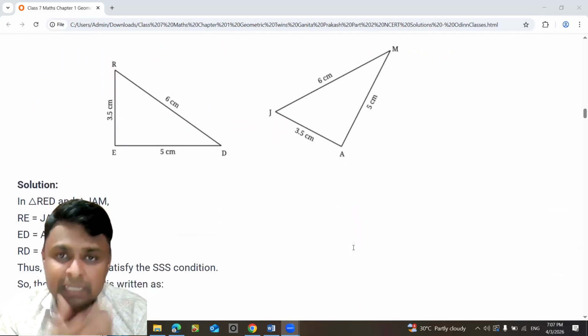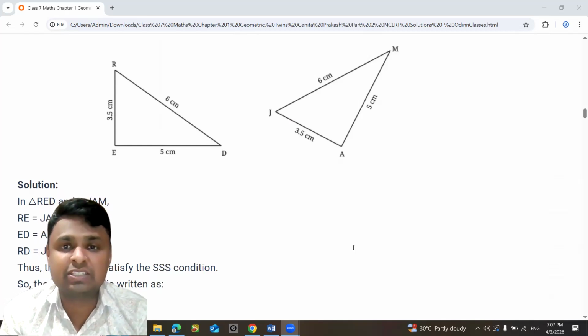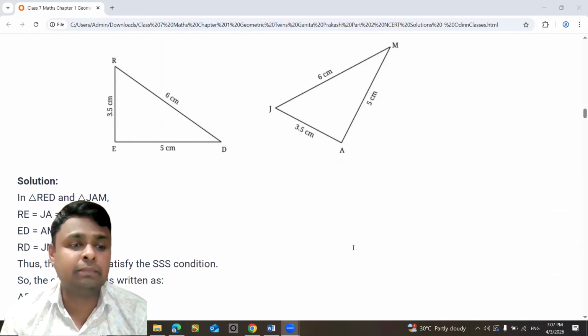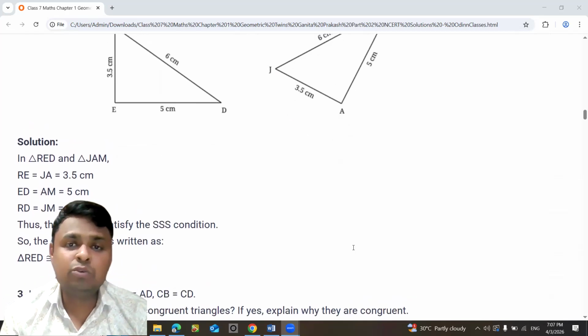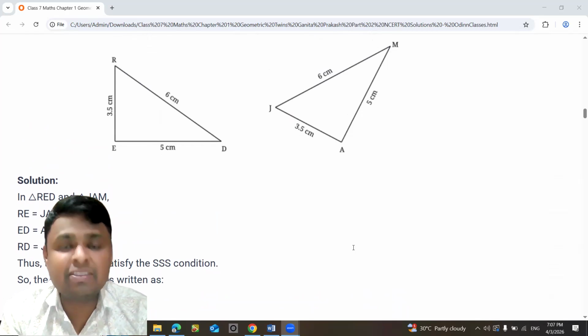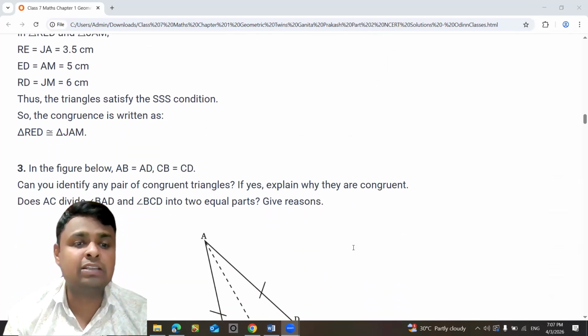So yes, all three sides are equal, their corresponding sides, and by the SSS test, side, side, side test, the triangles are congruent. So what is the method? You have to look at the sides of the triangle, see the measurements. If they are equal, and if all the three sides are corresponding to the three sides of another triangle, we say by SSS test, the two triangles are congruent.